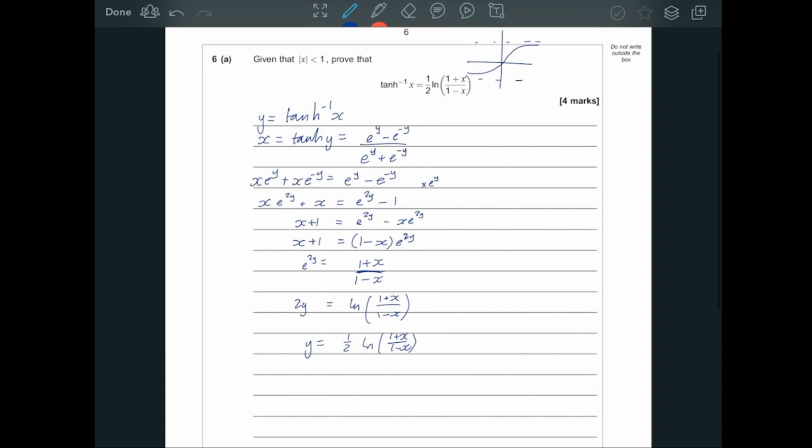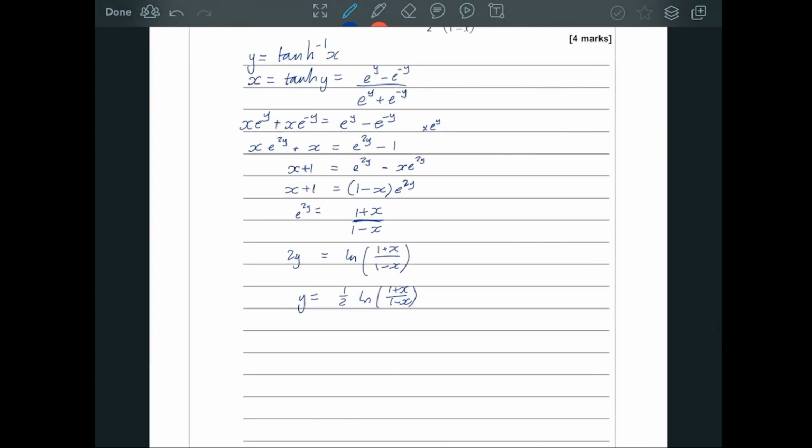It is a prove, so I'm going to write the conclusion. This is going to mean that tan inverse of x equals a half ln of 1 plus x over 1 minus x. Nice and simple. Be warned that you shouldn't skip any steps on these kind of derivation style proofs. Useful things to do as well, like I've done up here, to signpost your working as carefully as possible.